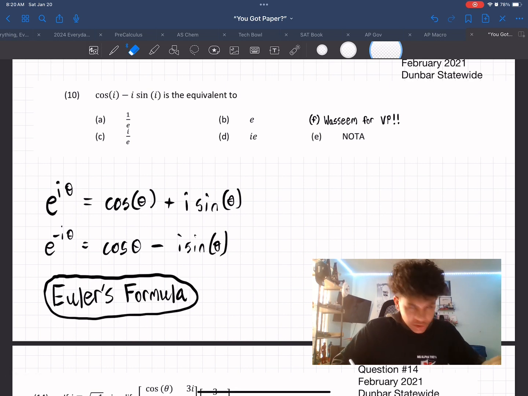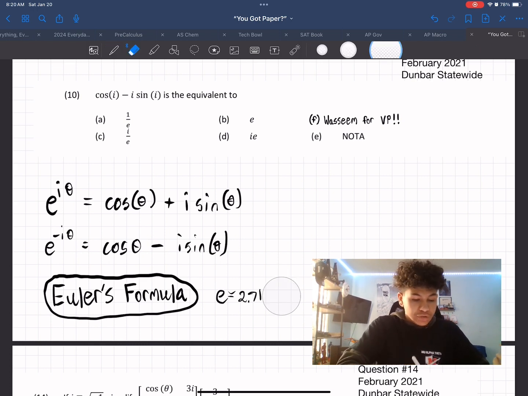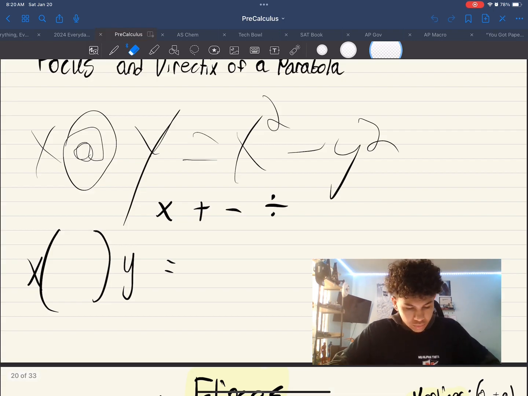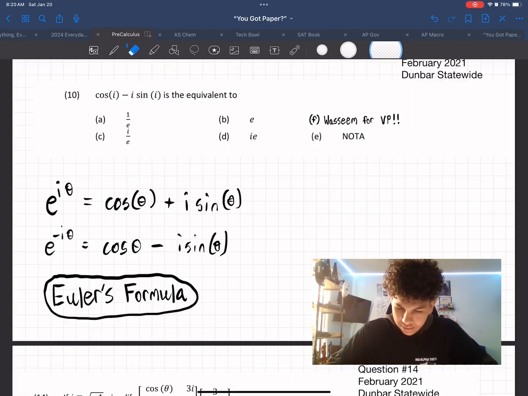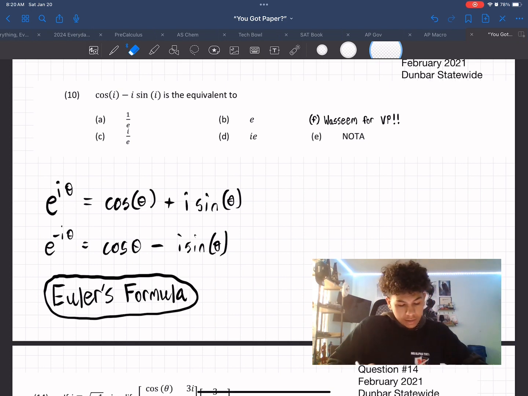So Euler's formula, Euler, you might know Euler from the number e equals 2.718, etc., right? So you guys might know him from that number, and he came up with this little formula that's going to help us with a lot of these problems on pre-calculus.